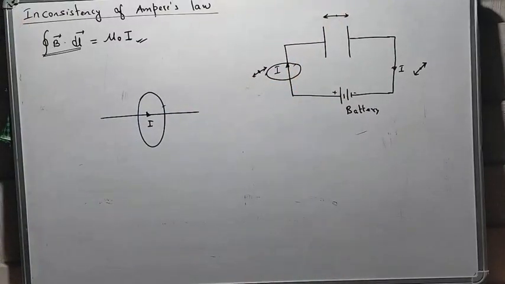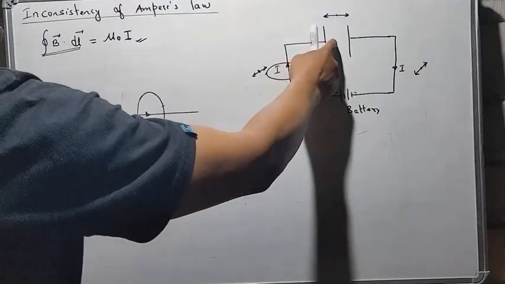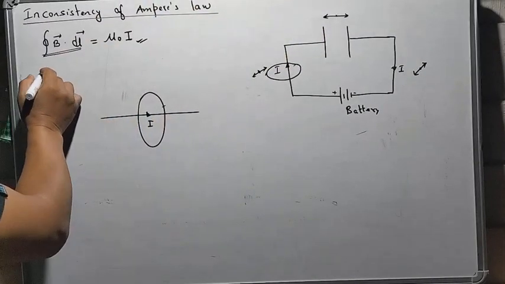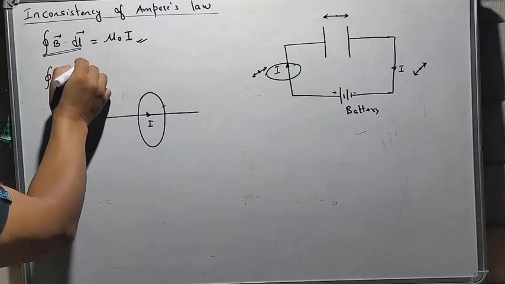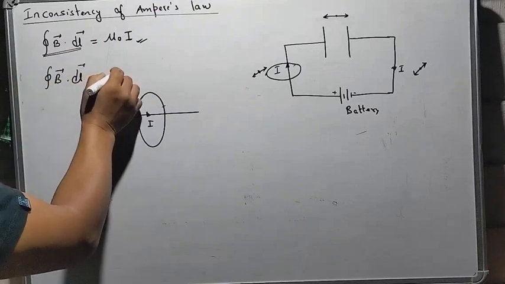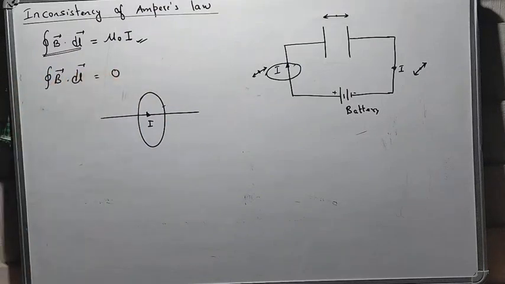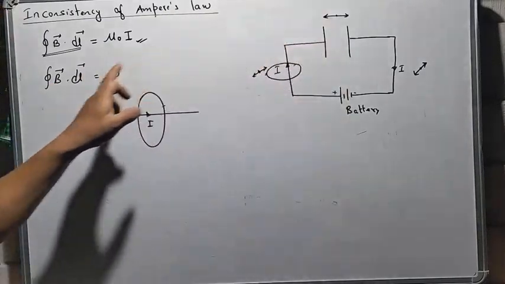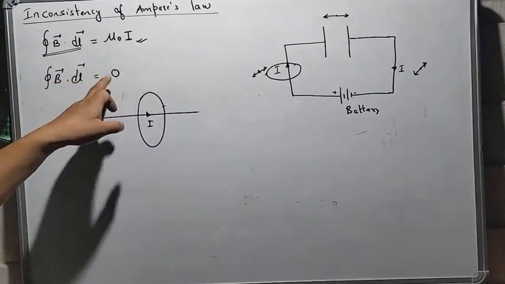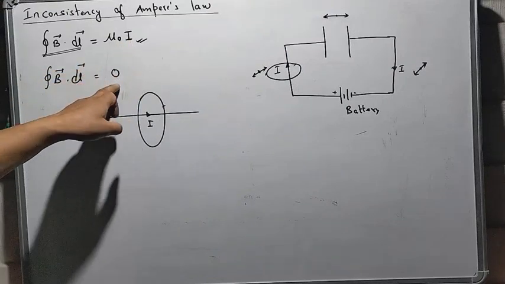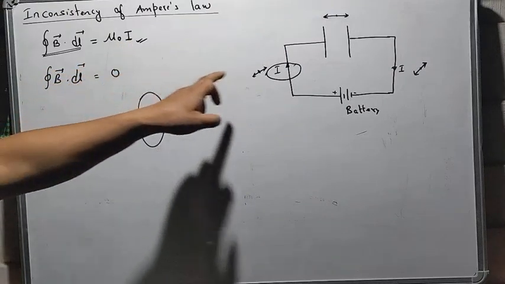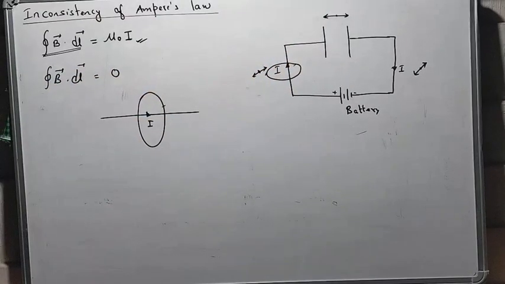So if the magnetic field at this region is equal to 0, then in Ampere's law, the integral of B dot dl will be how much? It will be 0. Why 0? Because there is no current here, I is 0. So the line integral of the magnetic field will be 0. So when this is 0, it means the magnetic field is 0.